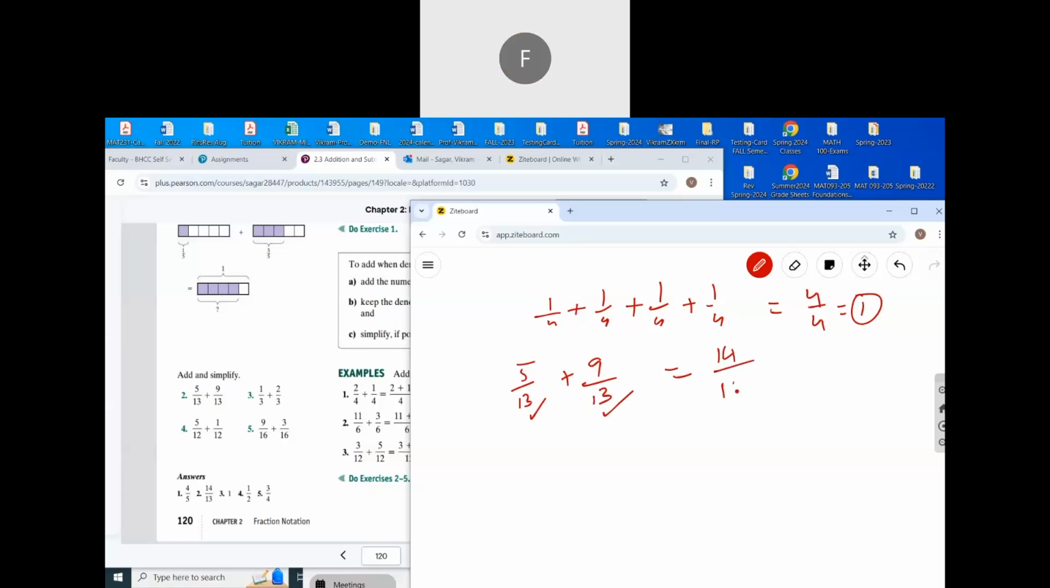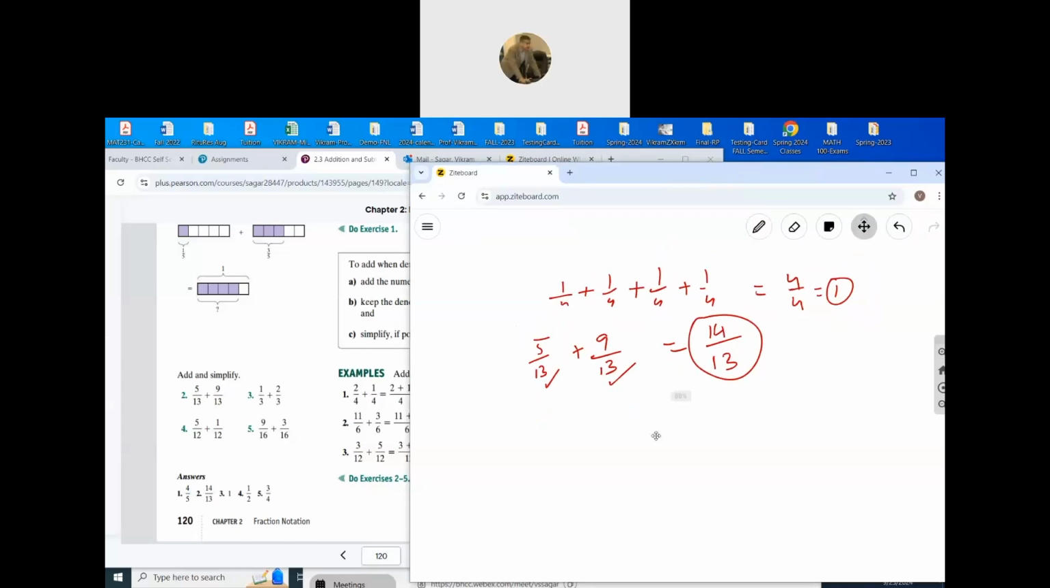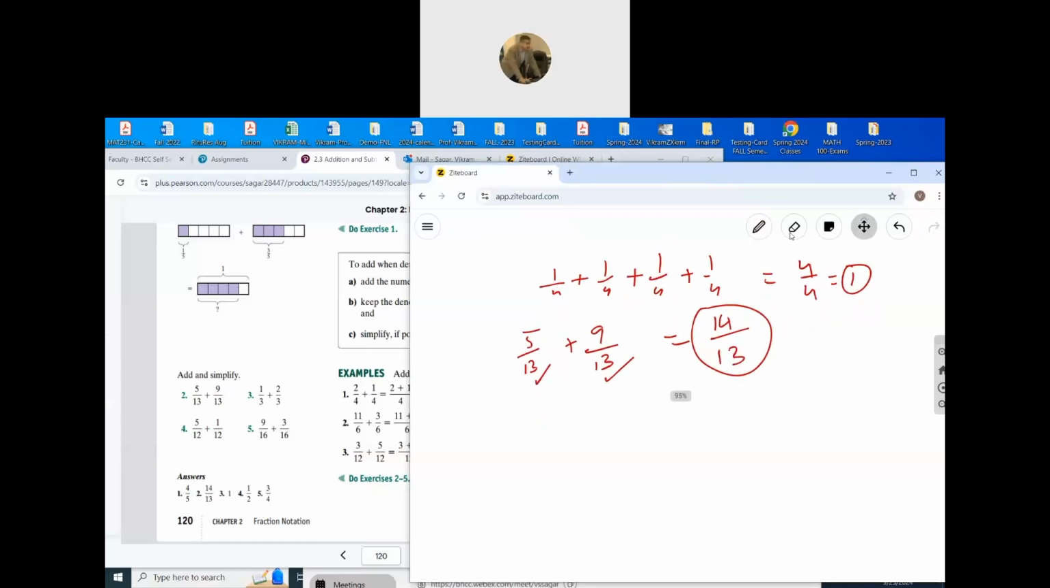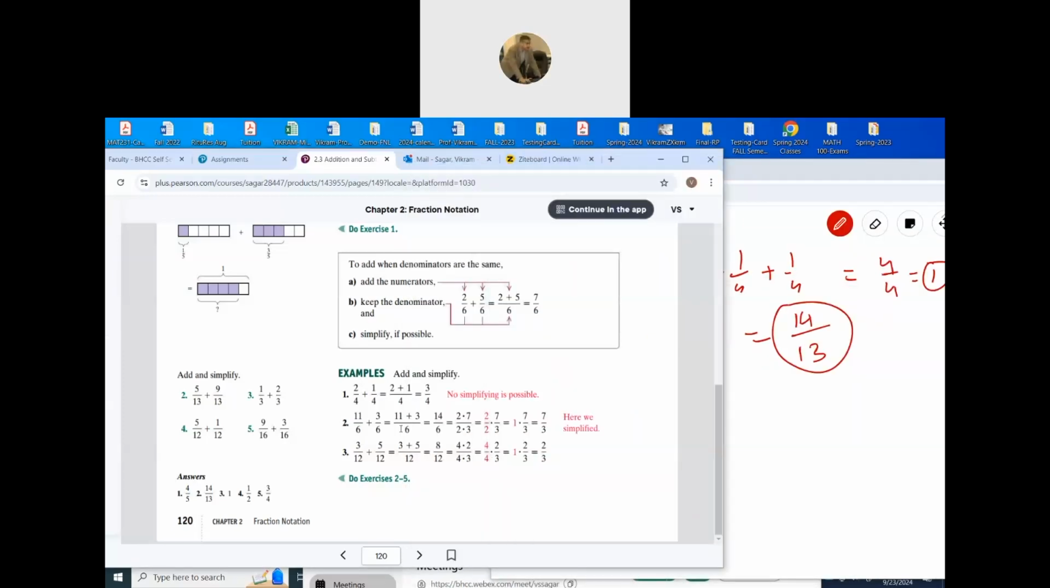14 plus 13 here. Okay. So we cannot reduce. That's it. Okay. But the problem is, let me take another example.